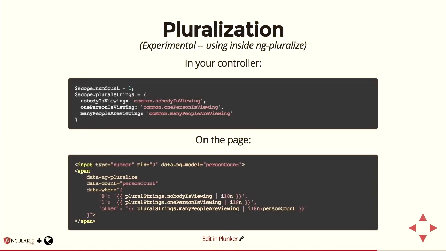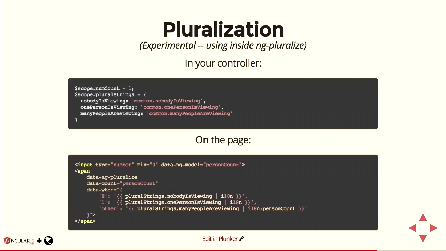Yeah, so the other things that are slightly more experimental, I just call it experimental because I'm not 100% happy with the implementation yet, is pluralization and then translations based on gender. So let's talk about pluralization. It's basically depending on the number of people. Like in this case, it'll be one person is viewing, but many people are viewing.